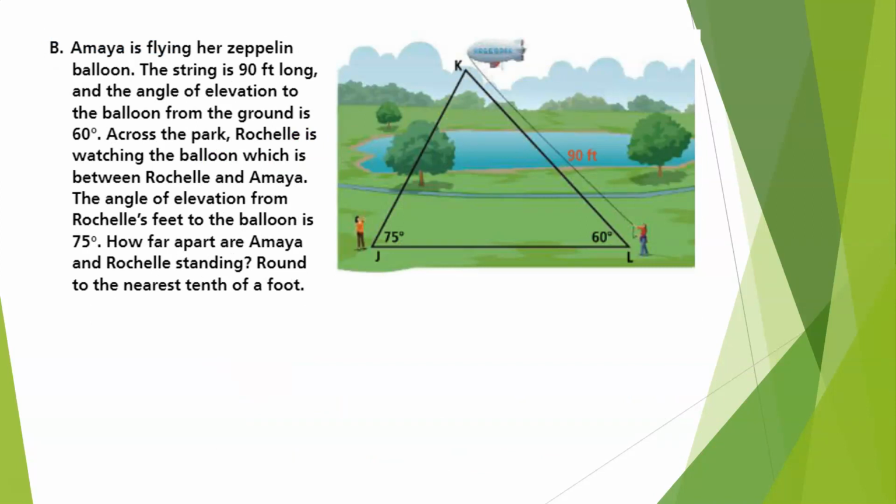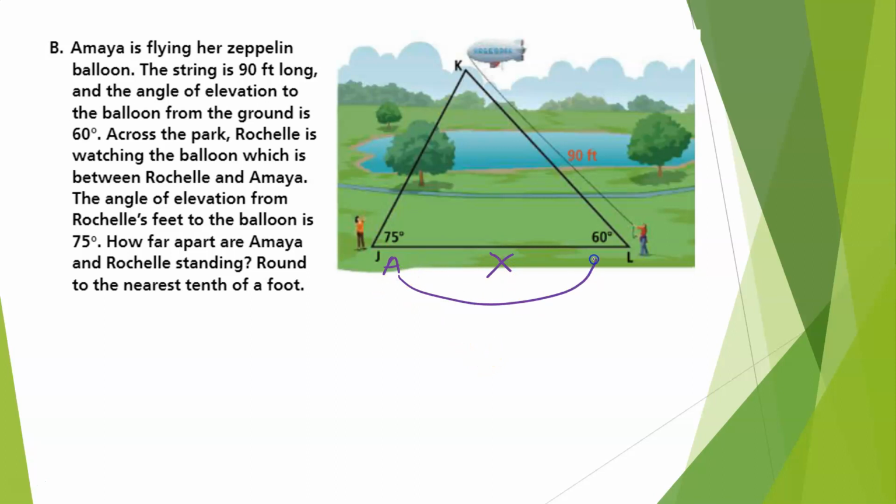Hopefully you found that if she's flying her Zeppelin balloon, the string is 90 feet long and the angle of elevation of the ground is 60. Across the park, she's watching the balloon, which is between the two people. The angle of elevation is 75 degrees. How far apart are they standing? So we want to find this.